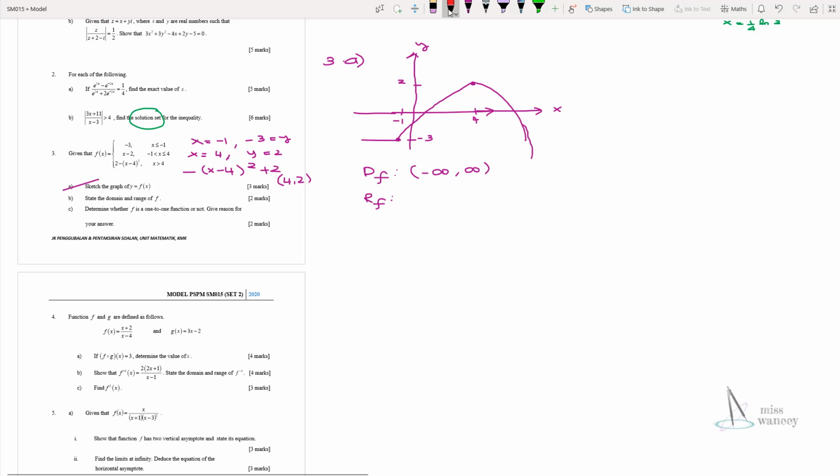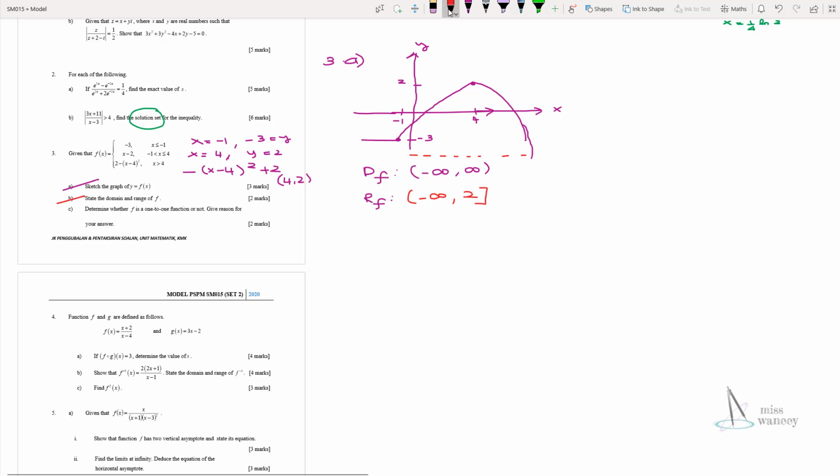Okay, so the range corresponds to the value of y. So we do have something for here. My range always starts from -infinity, and the highest point or the peak is actually at y equal to 2. So we stop at 2 then. So -infinity up until 2.